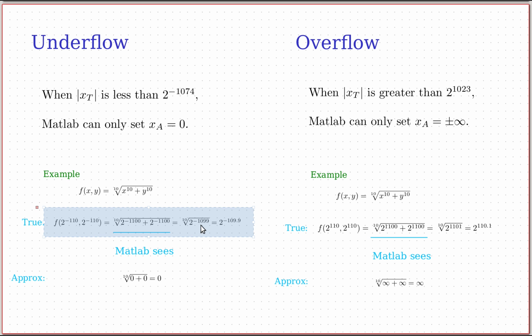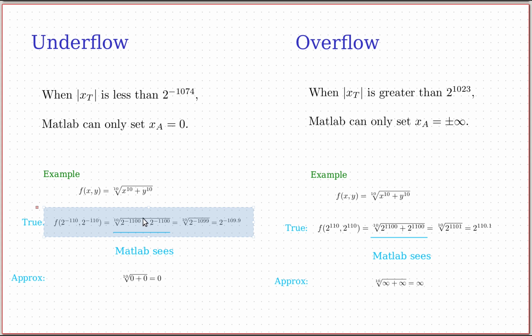Now, it's easy enough to work out symbolically what the true answer is. When I add these two together, it's like multiplying by 2. So 2 times 2 to the negative 1100 would be 2 to the negative 1099, and then the 10th root means you divide the power by 10. So it's easy enough to work out on paper the exact answer. The correct answer is 2 to the negative 109.9. Notice that the correct answer is actually within MATLAB's capacity to represent. This is a number that could easily be represented by MATLAB.